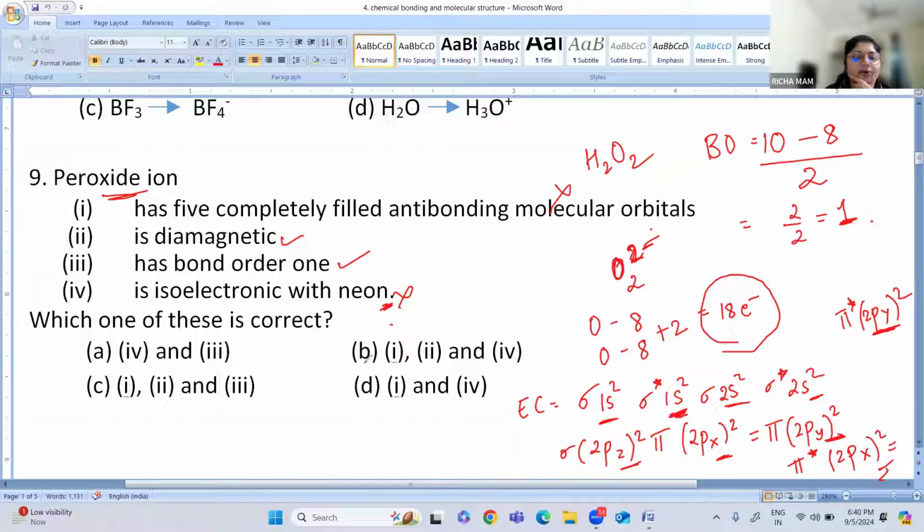So which are the correct points, students? It is second and third. So which is the answer? Second and third, so option number C. Option number C is the answer here. The correct points are second and third. So option number C. Fine. Let us go for the next one.